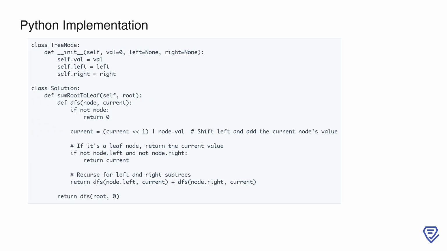Finally, the sum root-to-leaf function returns the total sum of all root-to-leaf binary numbers by invoking DFS on the root node. This solution is efficient, with a time complexity of O(n), where n is the number of nodes in the tree. This is because each node is visited exactly once. The space complexity is O(h), where h is the height of the tree, due to the recursive call stack.